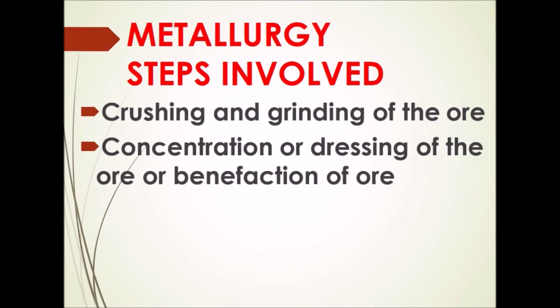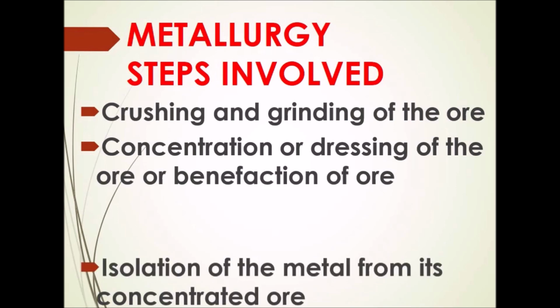The next step is concentration or dressing of ore, or beneficiation of ore. Once the ore is obtained from the earth, it contains many earthy impurities. So we remove these earthy impurities by different methods, that is leaching, froth flotation, hydraulic washing, and magnetic separation, which you have already studied in the first video. This process is called concentration.